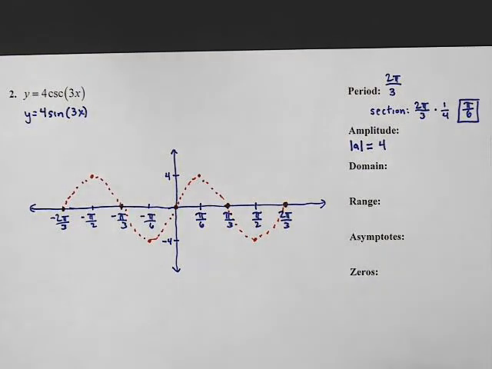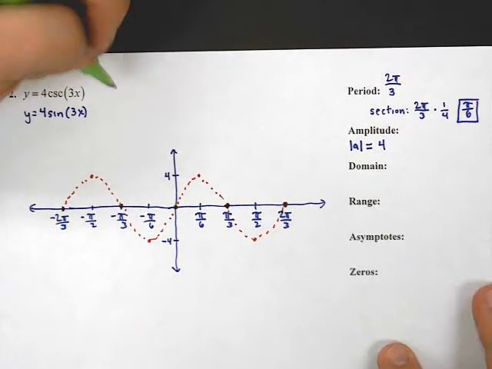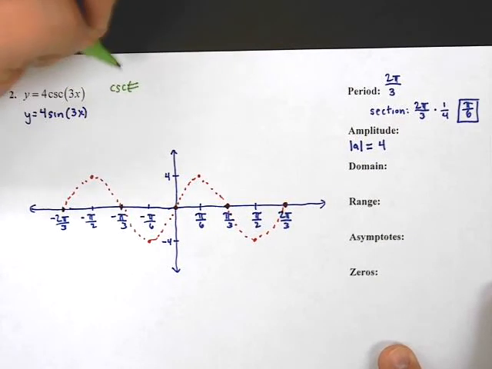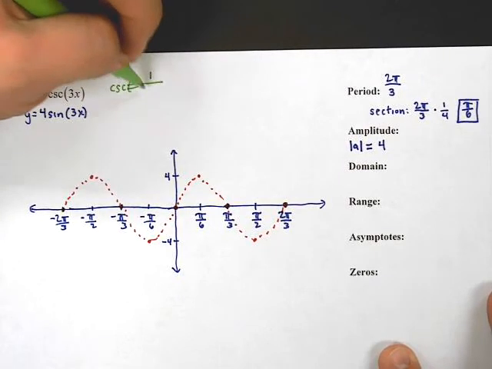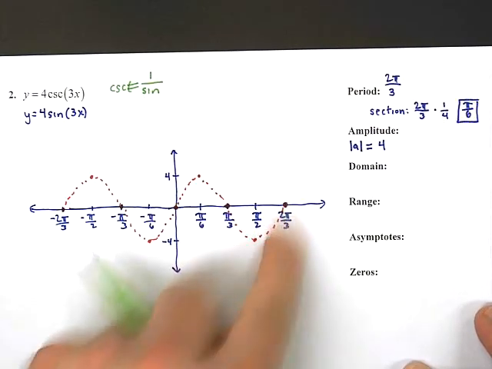We now know what the y equals 4 sine of 3x graph would look like, but I don't want sine. I want cosecant. So the next thing that we have to understand, guys, is that cosecant is the same as 1 over sine. So we basically have to take the reciprocal of what we see here.